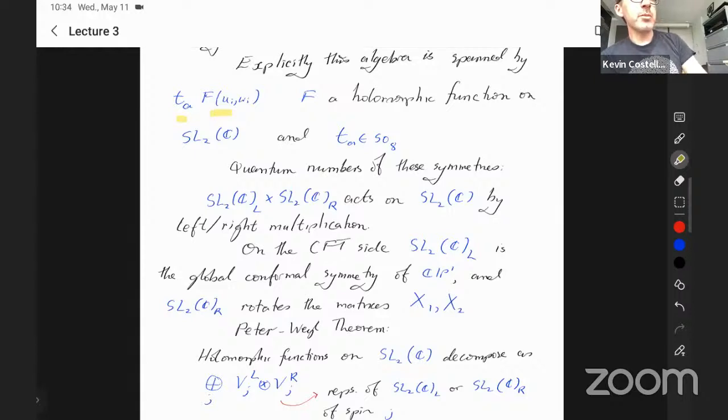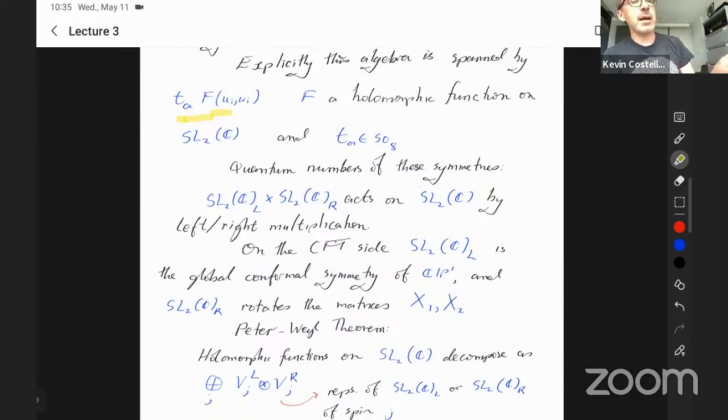So let's look at the quantum numbers of these symmetries. How do they transform under the natural symmetries one has? Well, of course, under the global SO8, these expressions live in the adjoint representation. What's more interesting is to think about how these expressions transform under the left and right action of SL2 on itself. So the group SL2 acts on the left and the right by matrix multiplication.